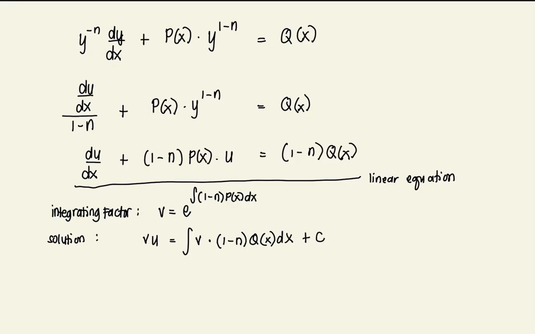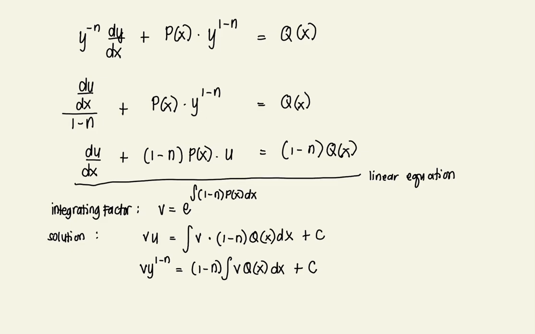plus c. But your u is y raised to the power of 1-n. So that's v y^(1-n) = (1-n) integral of v q(x) dx + c. So the concept is the same. Whatever variable is dependent or independent here, the concept in deriving the integrating factor and the solution to the Bernoulli differential equation would be the same.